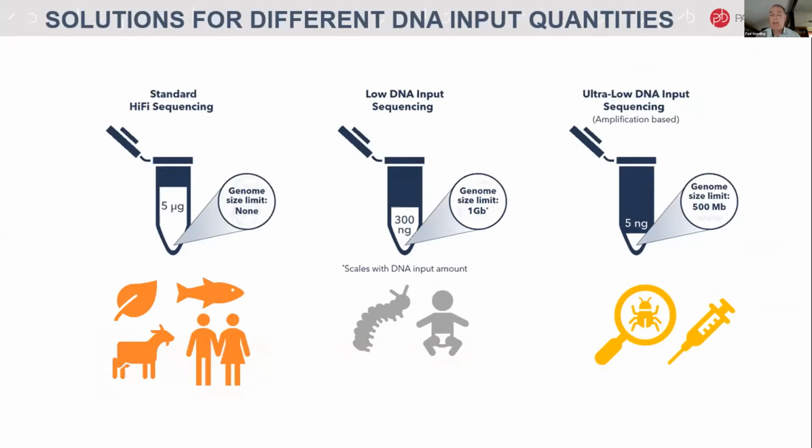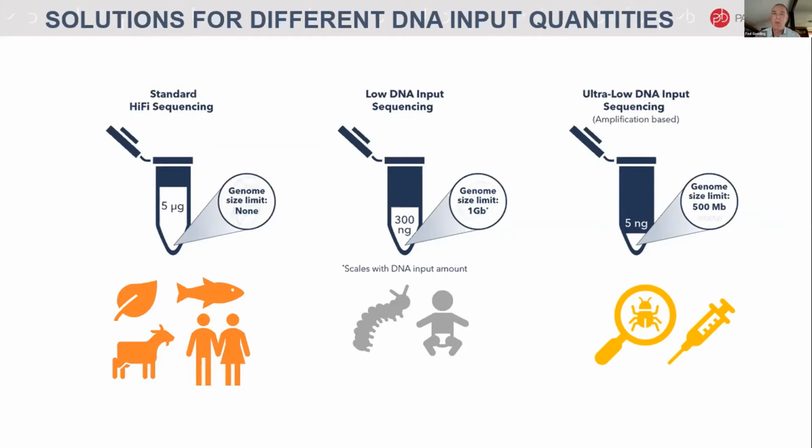There's a low input method that's been more recently developed for these smaller creatures or smaller people, babies and things. So this has been developed by some of the human genome research labs looking at rare diseases in infants and things. So it's down to 300 nanograms, and so that's very, very useful. Or the ultra low one that I mentioned, where you just need 5 nanograms of DNA, though there is an amplification step in that.